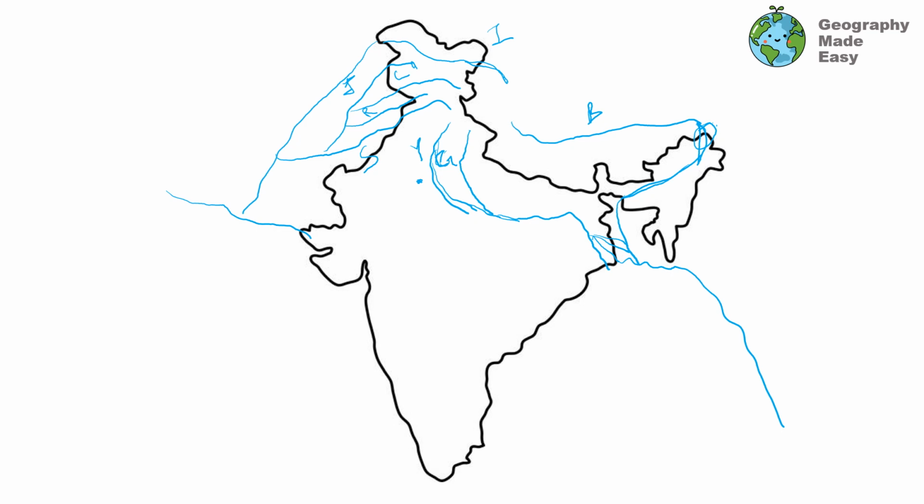So if you are given a question that mark Sangpo river or mark Dihang, please know that Brahmaputra is known by different names in different countries and regions. So it is known as Brahmaputra in India and Bangladesh. It is known as Sangpo in China or rather Tibet, and it is known as Dihang in the Arunachal Pradesh Valley.